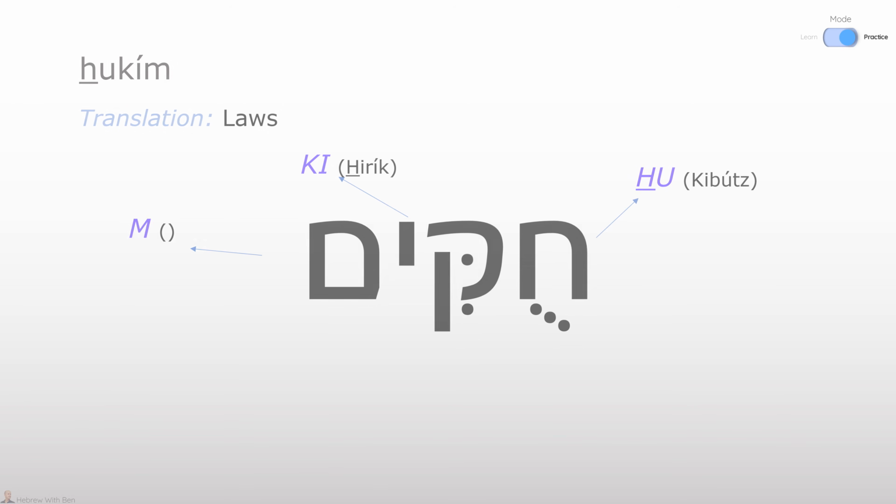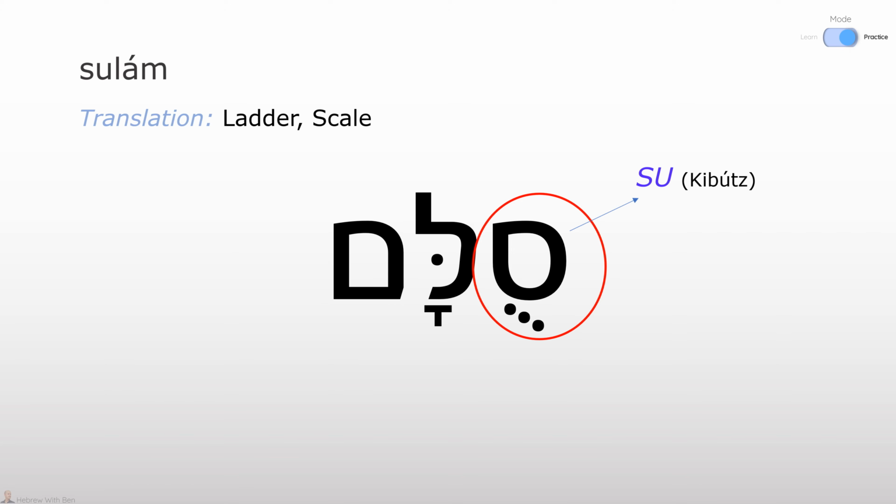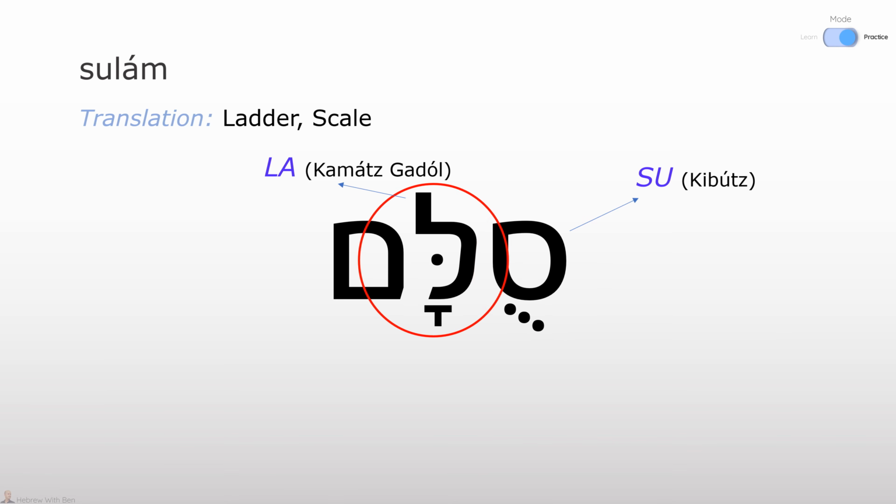The next word is sulam. We start with samech, decorated with kibutz. Then we have a lamed, decorated with kamatz gadol. And lastly, a vowel-less mem sofit.